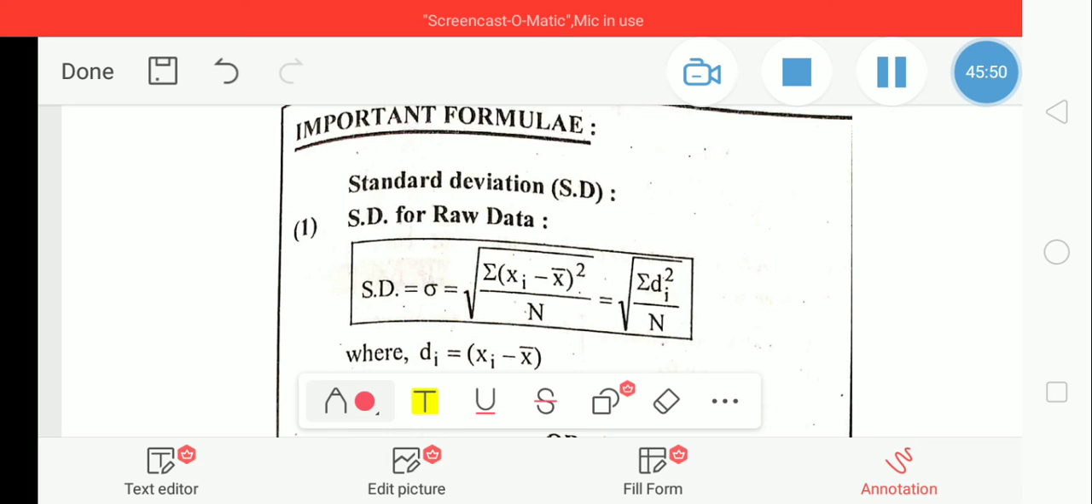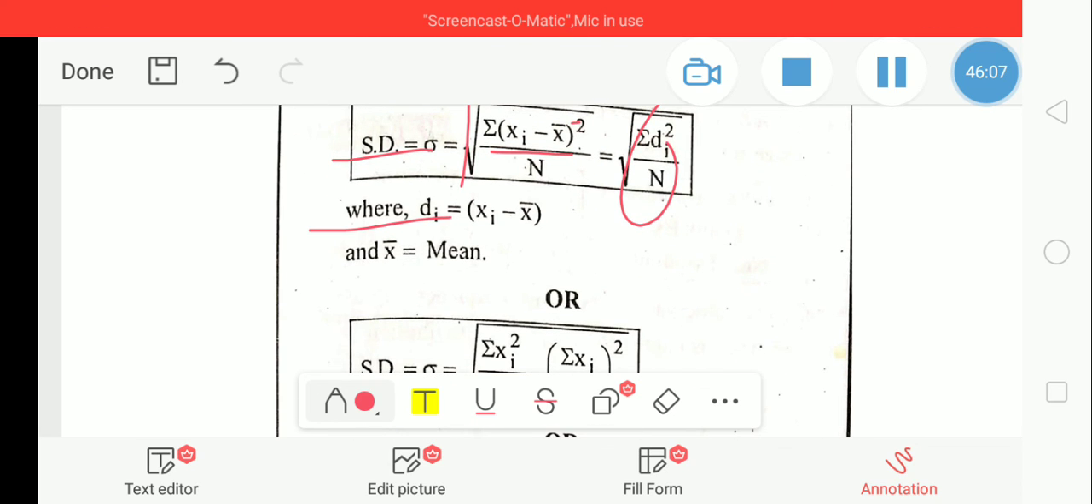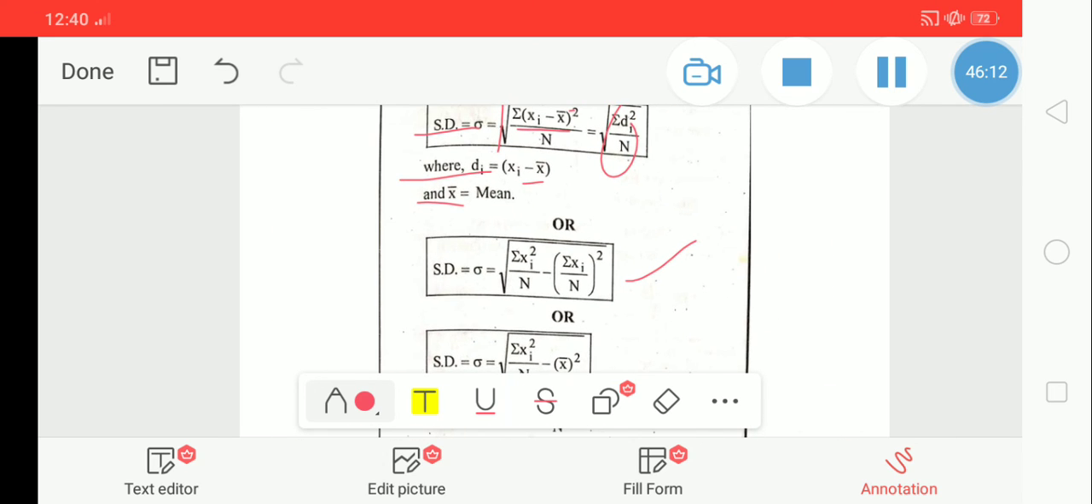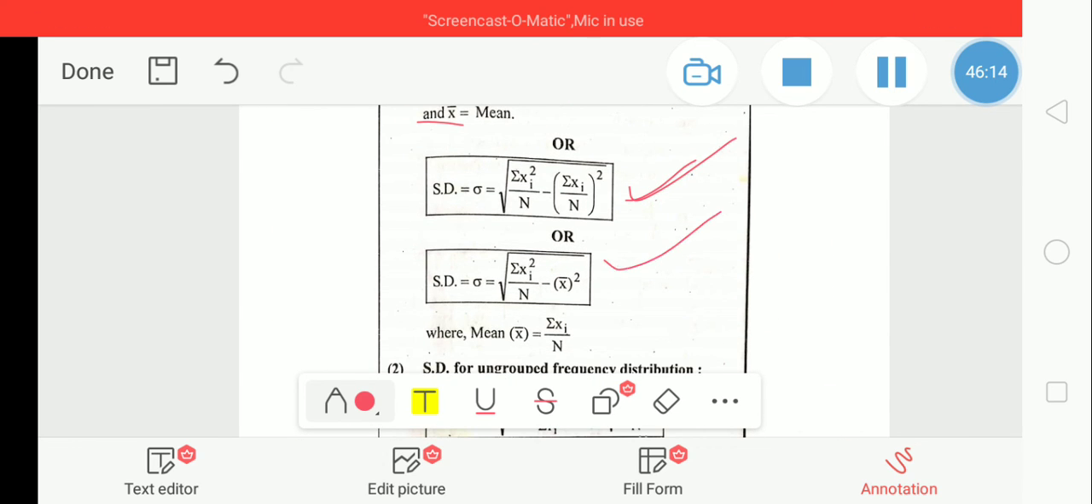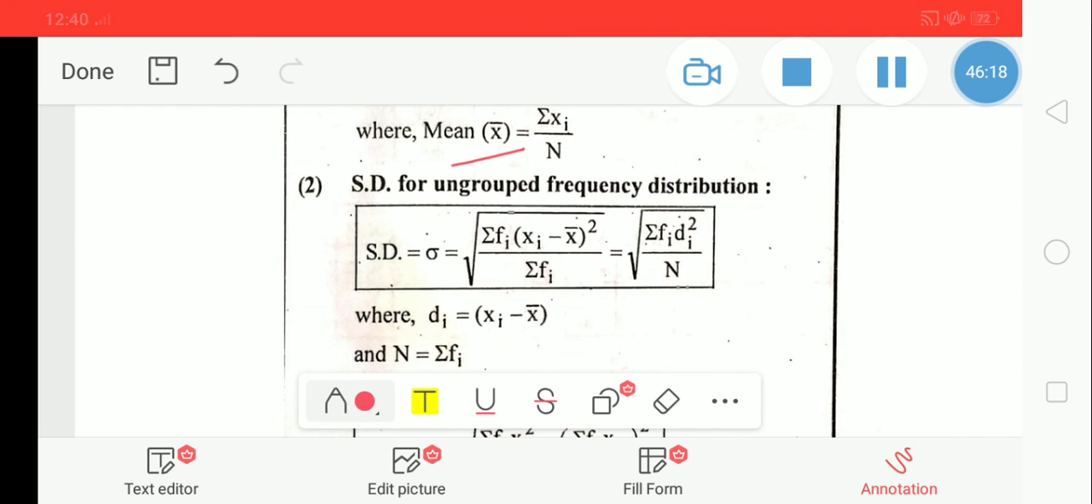Now we are finding the standard deviation, that is SD. So standard deviation for raw data: SD, sigma, is equal to the square root of summation of (xi minus x bar) square divided by n. So they give this, where di is xi minus x bar and x bar is the mean. We know that. We can write this, and we know that x bar is the mean, found as summation of xi divided by n.